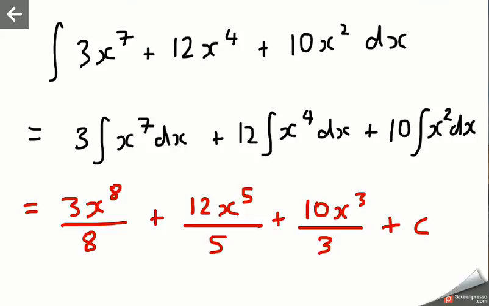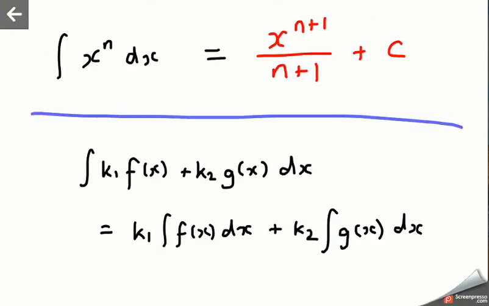So, by combining these two rules here, you can actually find the antiderivative, the set of all the functions which differentiate to polynomials. You can find the antiderivatives of polynomials by combining those two rules there.